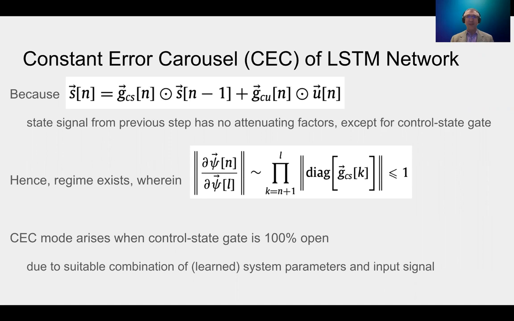This is called the constant error carousel and is the mechanism by which the LSTM network circumvents the vanishing gradients problem. However, it is important to point out that the LSTM network does not address the exploding gradients problem. That is usually remediated by gradient normalization.